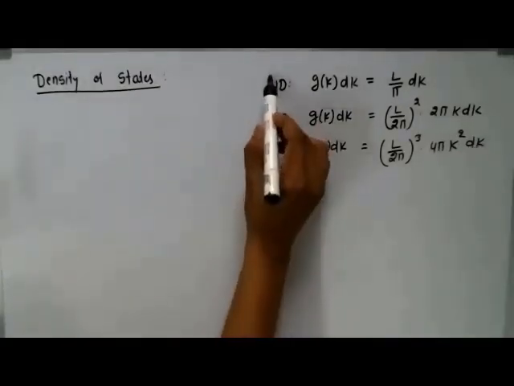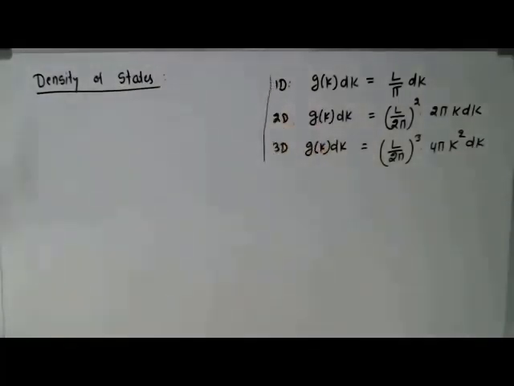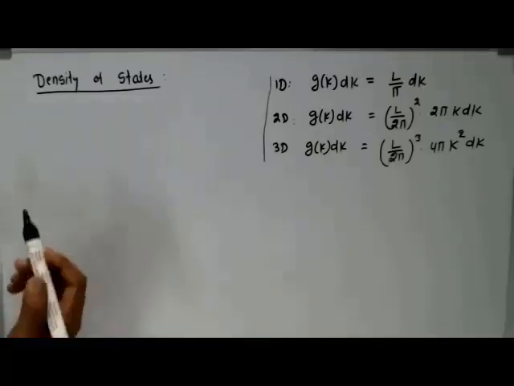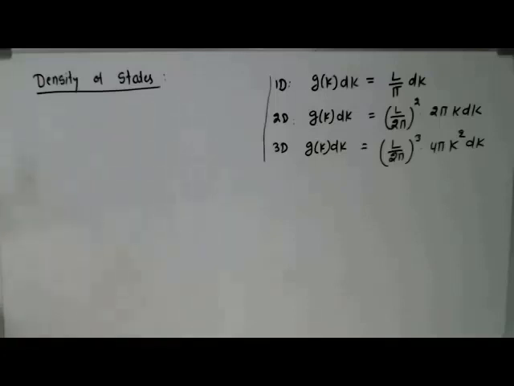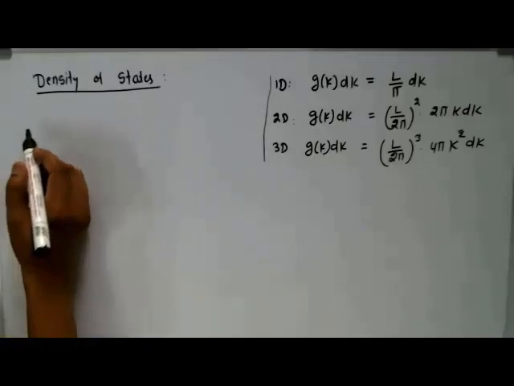So you need to remember these three formulas, and we will see that with the help of these three formulas, actually we can solve almost all possible problems of density of states. So yesterday we discussed the density of state of free electrons in one dimension, right? And I told you to solve the density of state in 2D and 3D.